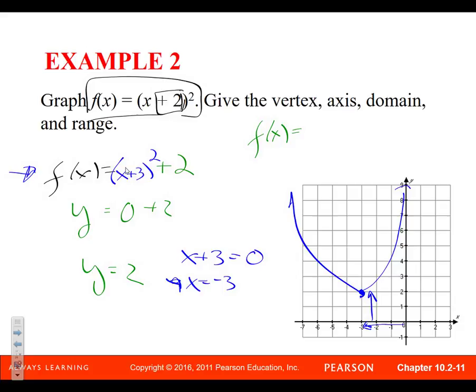f of x is equal to x minus h, quantity squared. That's my function part of it, plus k. Where h is a horizontal shift, not negative h, just h, Kyle. And it goes left to right. And that k is an up and down shift if you need it to be. Okay? Take a walk. Okay? Questions there?